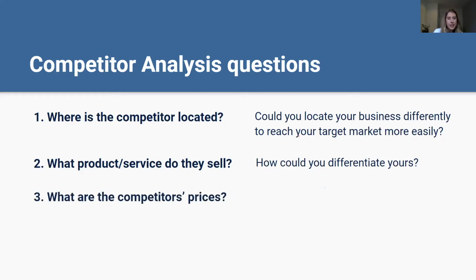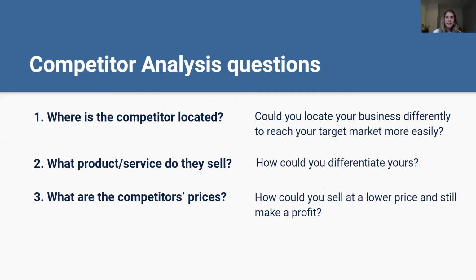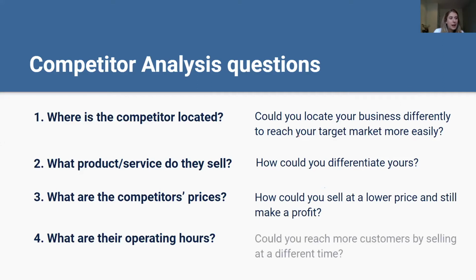The third question is, what are your competitors' prices? This will prompt you to think about how you might be able to sell your product or service at a lower price than your competitors and still make a profit. The fourth question is, what are their operating hours? Here you can think about if you could benefit and reach more customers by being open at a different time, so earlier or later in the day or on weekends maybe, to reach the customers which your competitors can't.